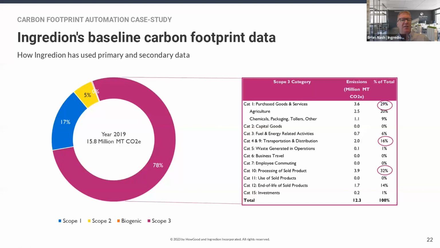So like everybody else, we've baselined our carbon footprint. This is nothing proprietary. We put this in CDP every year. But when we did our baselining, we used a combination of primary and secondary data, I think like everybody else here. And then the struggle is, how do we continue to get better granularity around some of that secondary data? So I'm sure it's the same challenge that most people on this call have.